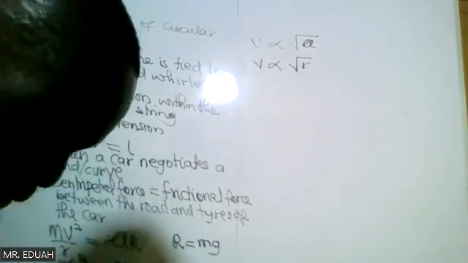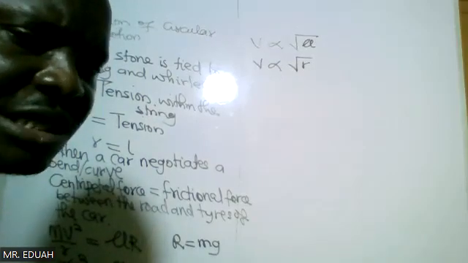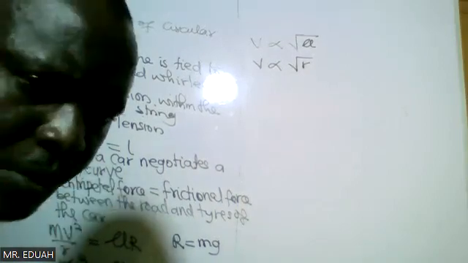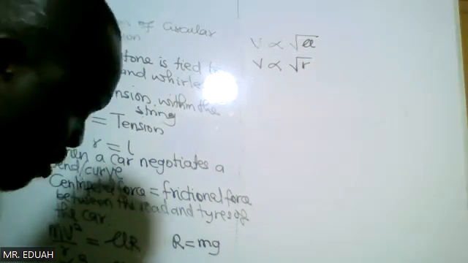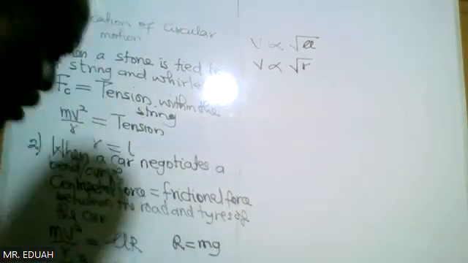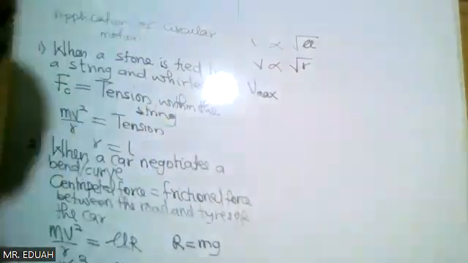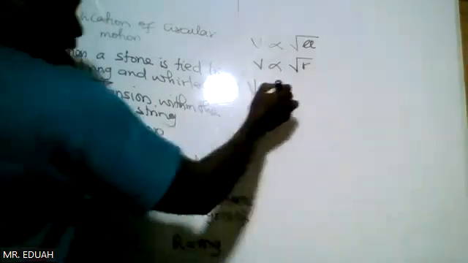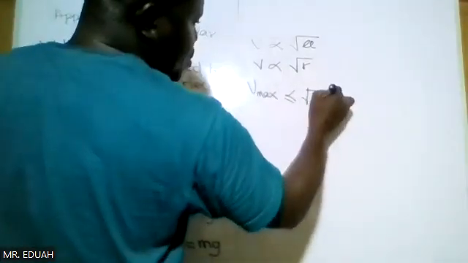Whenever it rains, drivers must reduce speed, because when it rains, it reduces the value of friction, meaning that mu, the coefficient of friction, decreases. And if mu is decreasing, velocity depends on mu, and so you must reduce speed. So the maximum speed V max for the car to safely negotiate the bend must be any value less or equal to the square root of mu rg.